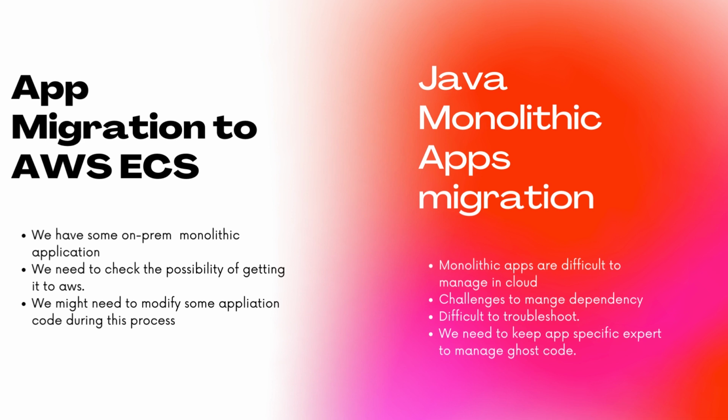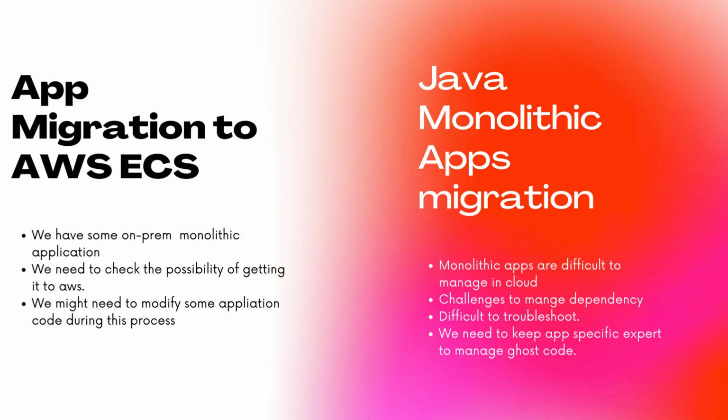So we need to check out the possibility of getting into AWS. When you say we are trying to migrate, we need to check whether it's possible or not. We might need to modify some application code during this process. You need to tell them that we modified some code in the application to migrate it to AWS. The same thing applies for Azure also.